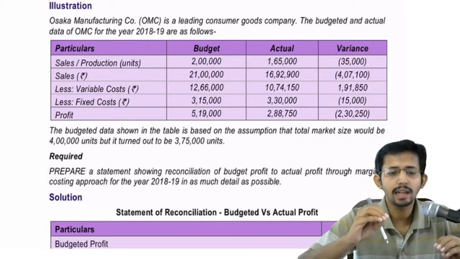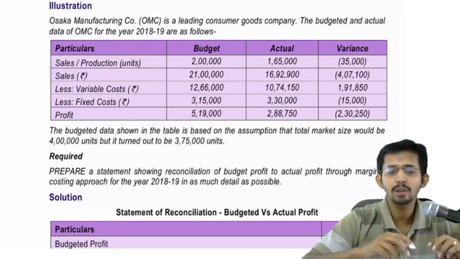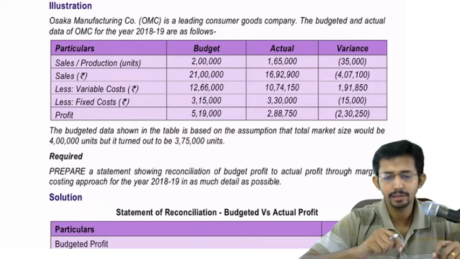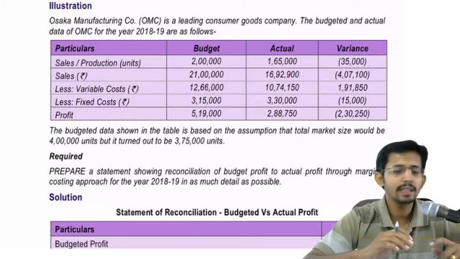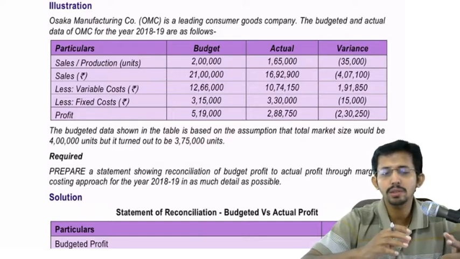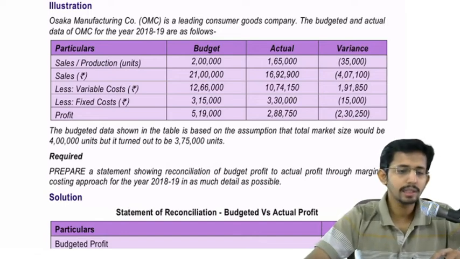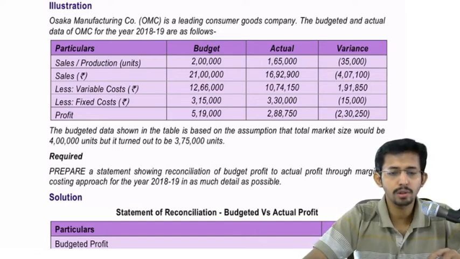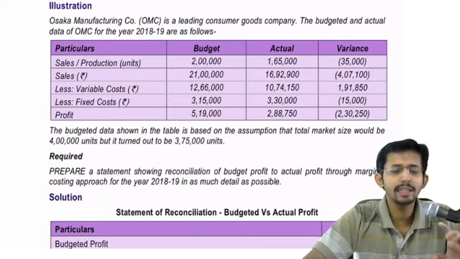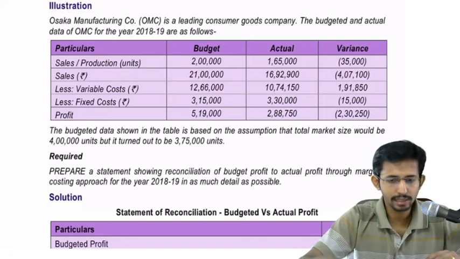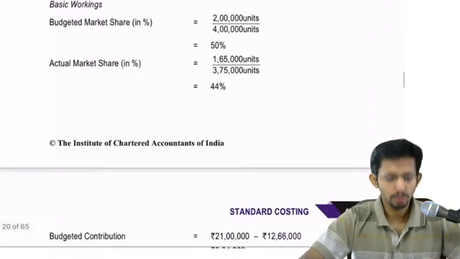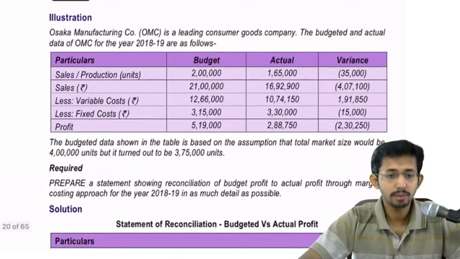The budgeted data shown in the table is based on the assumption that the total market size would be 4 lakh units, but it turned out to be 3,75,000. So actual industry size was 3,75,000 units only. Now what is the requirement? Required to prepare a statement showing reconciliation of budget profit to actual profit through marginal costing approach for the year 2018-19 in as much detail as possible. So whatever details are available, with that you need to provide the reconciliation and the analysis.